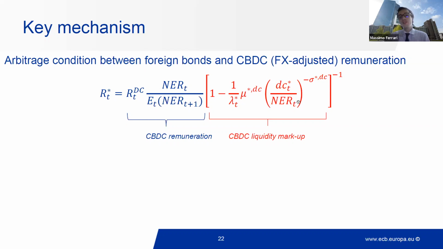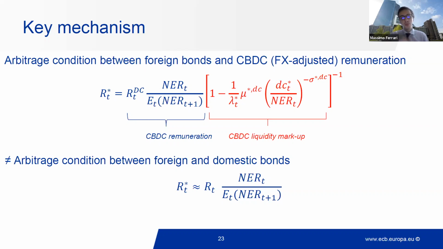And why is this key? This is key because it's a completely new equation. It is asymmetric because it's also in the foreign country. It is completely different from the standard arbitrage condition between domestic and foreign bonds, and different in two dimensions. First, there is the liquidity markup that here is absent, which multiplies the effect of what is going on in this first bracket.